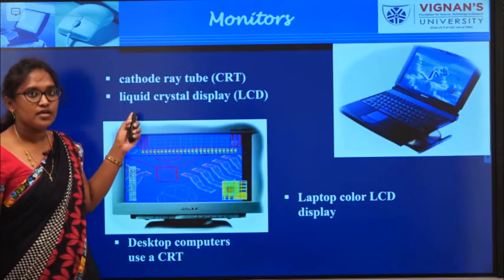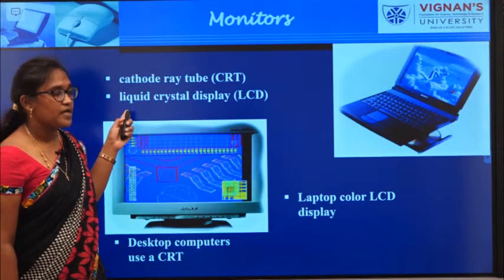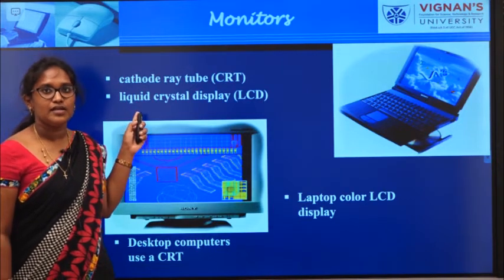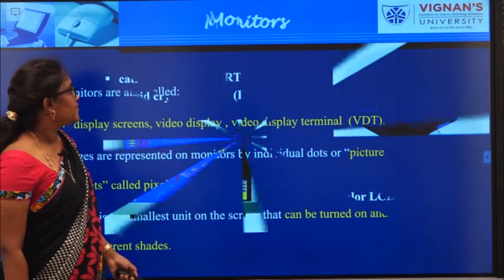Next type is liquid crystal display. So liquid crystal display is considered a flat panel monitor.